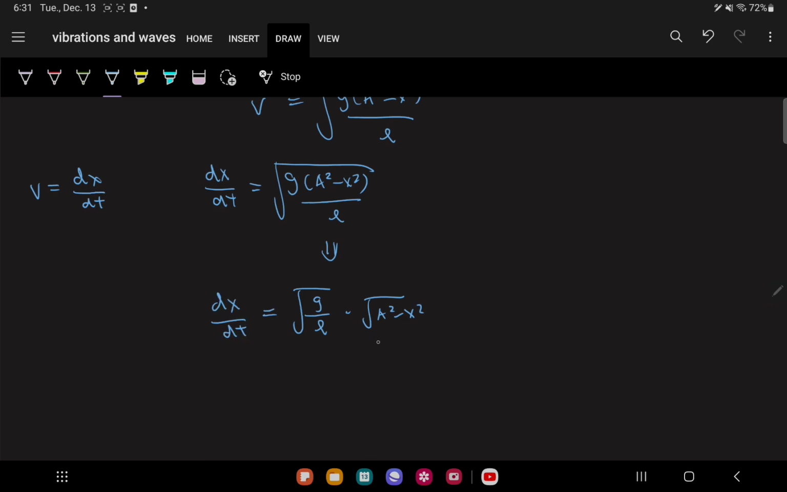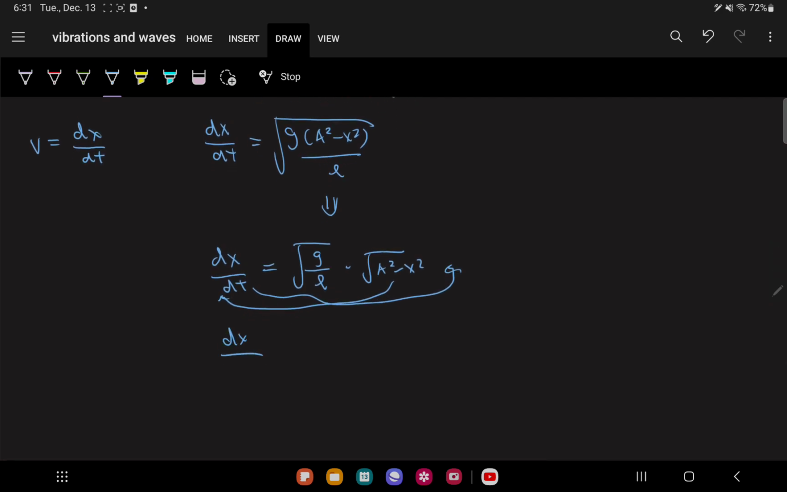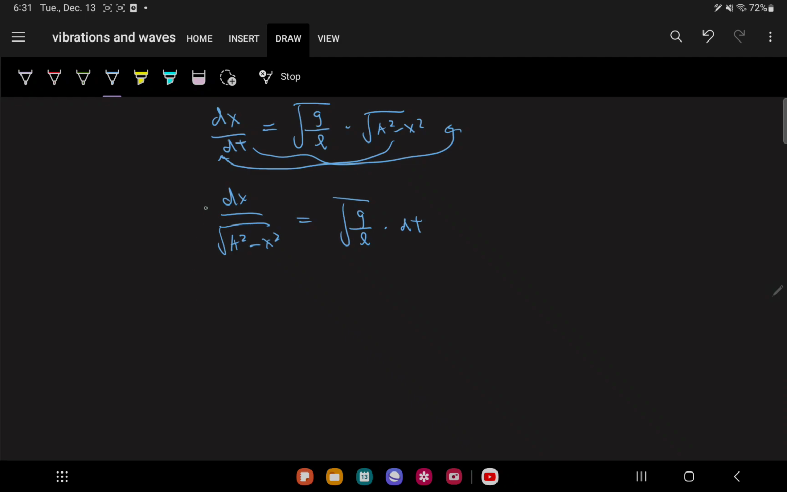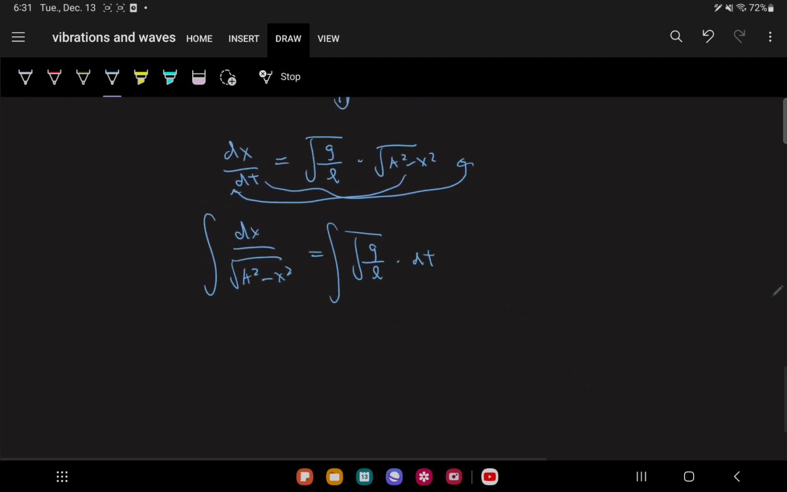So now if we move dt to the right side, and move the square root term to the bottom, this gives us dx over the square root of a squared minus x squared is equal to the square root of g over length times dt. And now you integrate this whole thing. So let's add the integration sign.